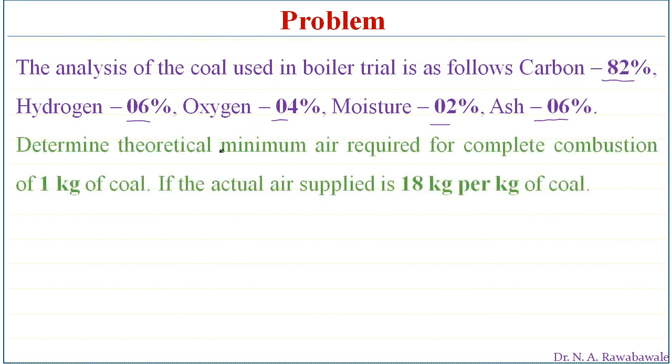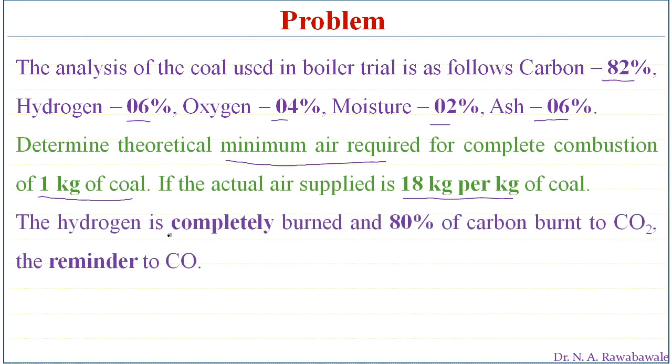Determine the theoretical minimum air required. We have to find out the minimum quantity of air required for complete combustion of 1 kg of coal. So in this problem we are asked to find the theoretical minimum air required for complete combustion of coal, and the actual air supplied is 18 kg per kg of coal. The minimum is less and the actual supplied is more, so an extra amount of air is supplied for combustion.